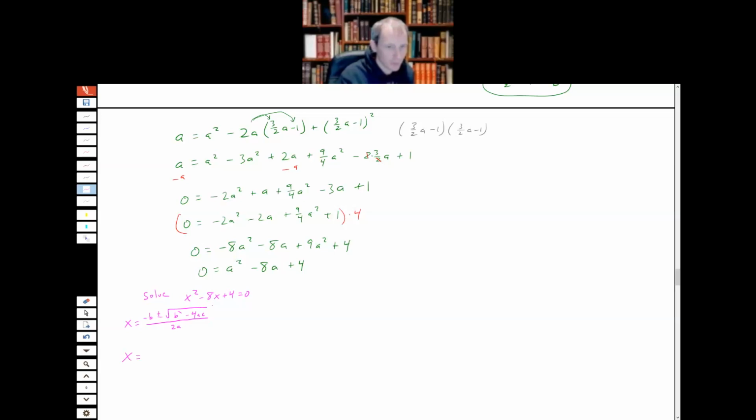Whether I do that or not, the number that I want here, this negative b, well, the b in this quadratic formula is the coefficient on the x. It's a negative 8. When I take the opposite of that, I get 8. Negative 8 squared is 64. The a is the coefficient on the x squared, which is 1. And the c is a positive 4. So I have 8 plus or minus the square root of 64 minus 16 all over 2. So I have 8 plus or minus the square root of, I think that's 48 over 2.